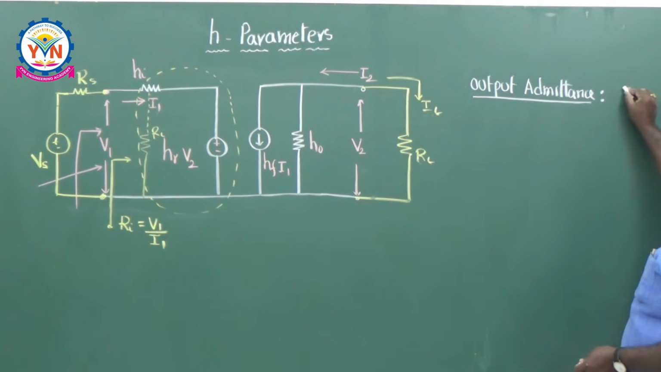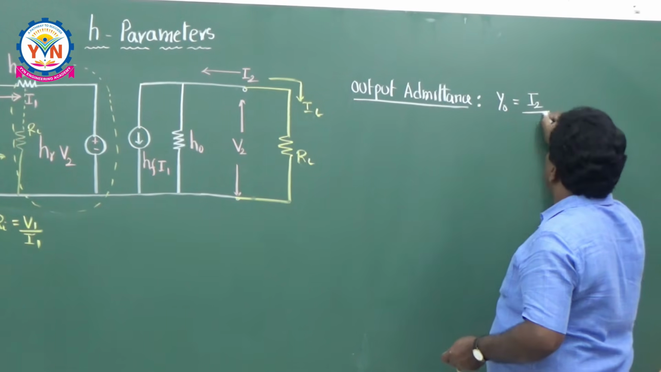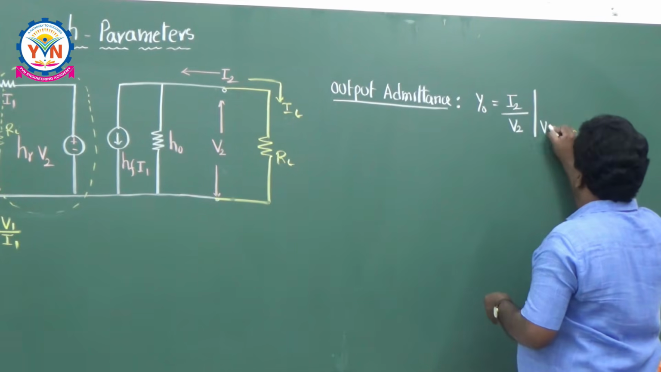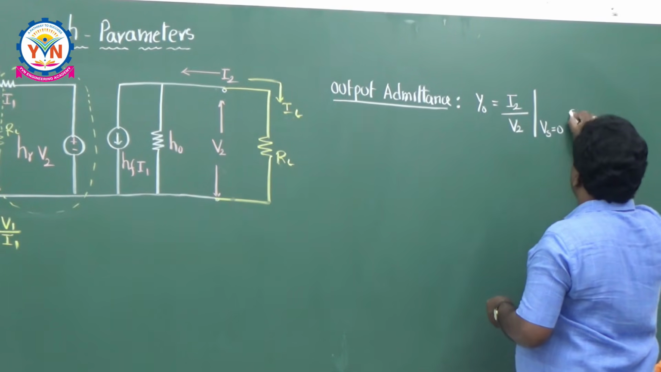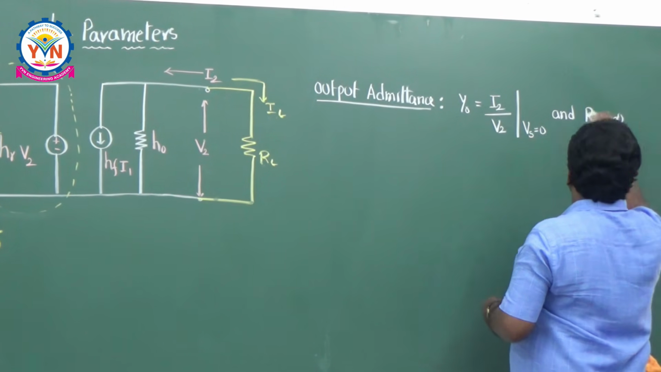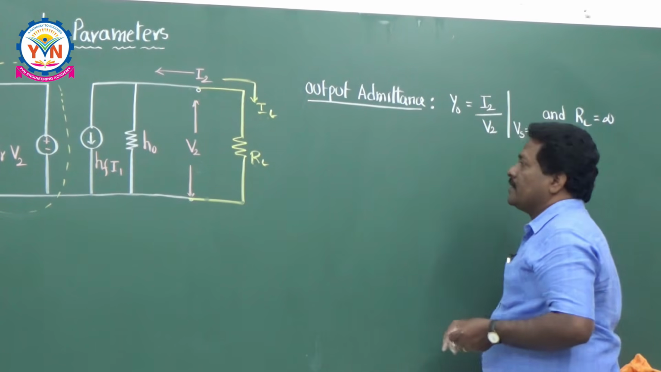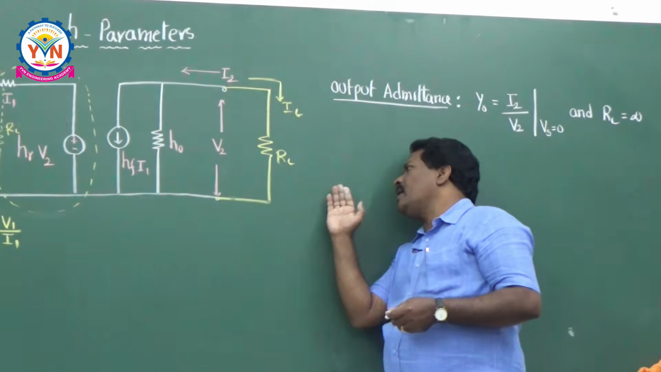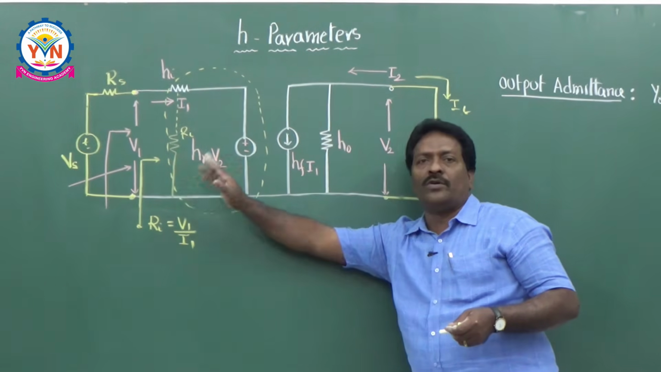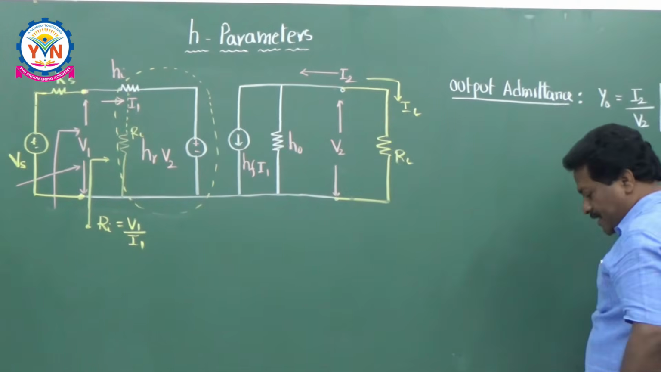Output admittance is defined as Y0 is equal to output current by output voltage when the internal sources are set equal to 0, Vs is equal to 0, and the load resistance should be equal to infinite. This is a condition you have to impose while calculating the output admittance. That means, whenever you are seeing from the output network, the internal sources must be equal to 0. No source should be present there. So, now you are going to write the expression here.